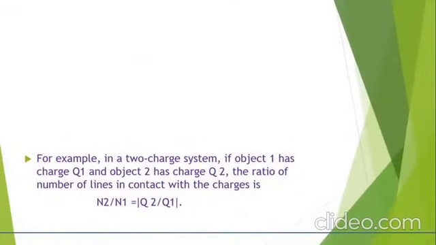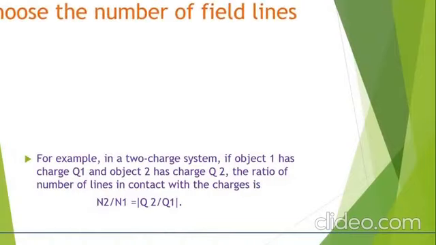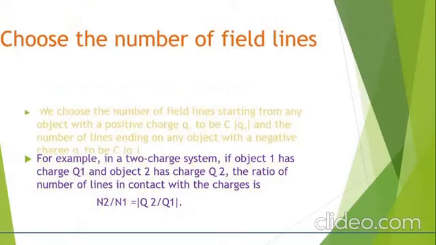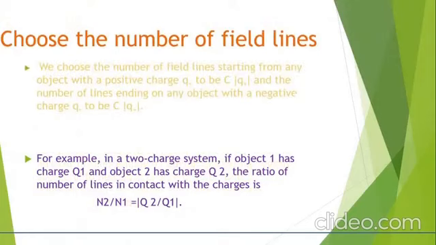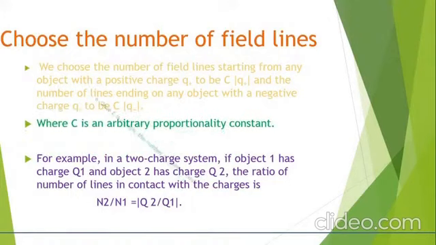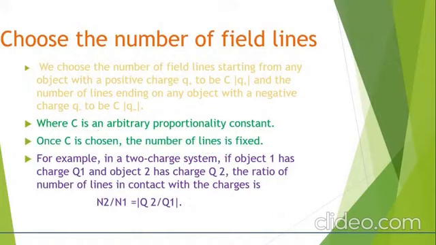Now we'll discuss how to choose the number of field lines. We choose the number of field lines starting from any object with a positive charge q+ to be Cq+, and the number of lines ending on any negative charge q- to be Cq-. Here C is an arbitrary proportionality constant, chosen such that the number of lines is fixed. For example, in a two charge system, if object 1 has charge q1 and object 2 has charge q2, the ratio of the number of lines in contact with the charges, n2 over n1, equals the magnitude of q2 over q1.